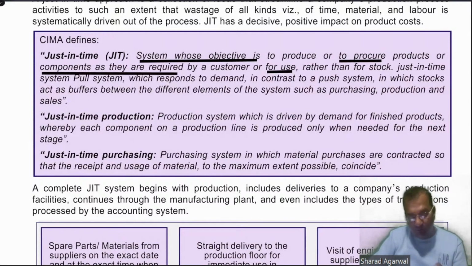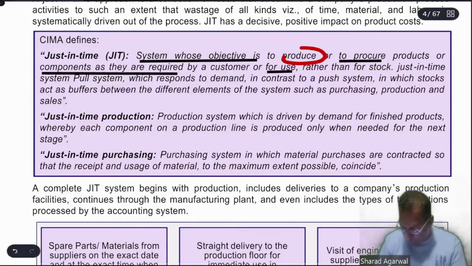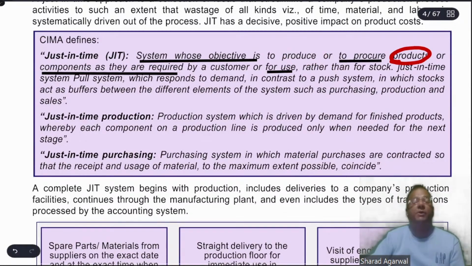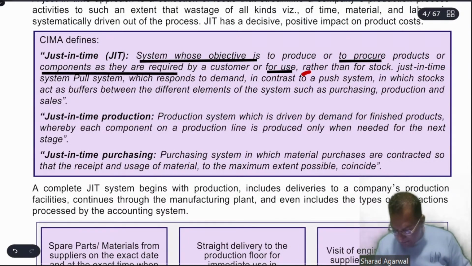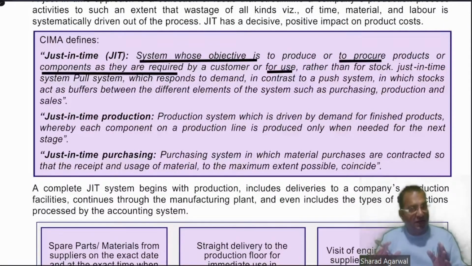जब भी definition आप लिखते हैं, you have to be very clear. If you are using the word procure, purchase, you have to use the word components, raw material. If you are using the word produce, you have to use the word product or finished goods. And if the production is there, then if required by a customer. If procure is used, then if required for use. Clear है definition? Rather than for stock, हमें stock के लिए purchase नहीं करना है.